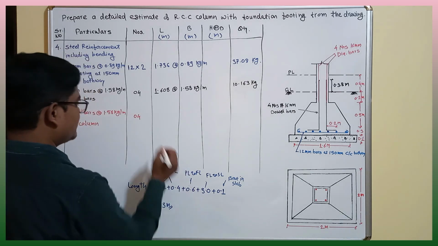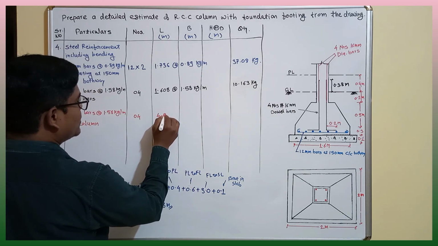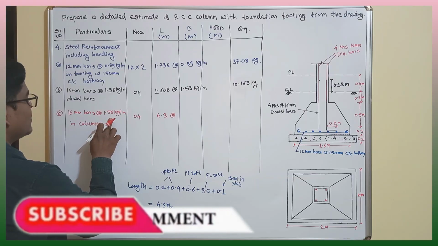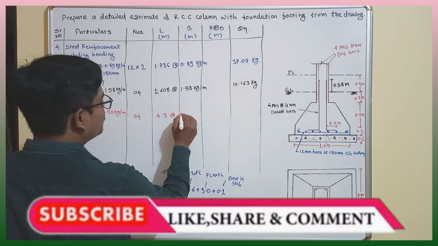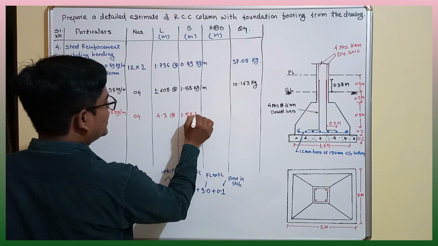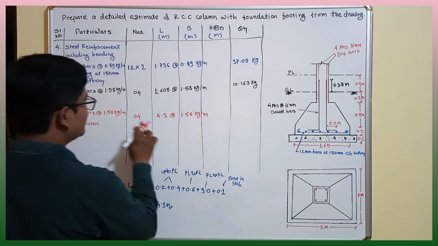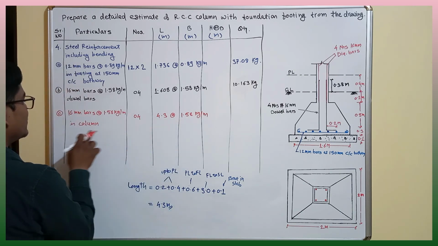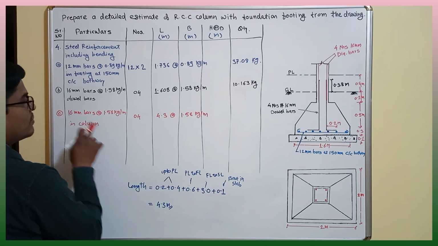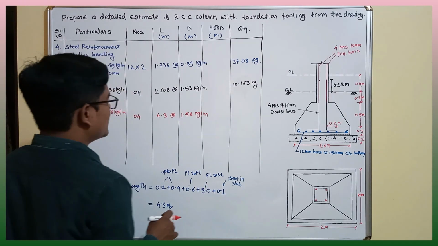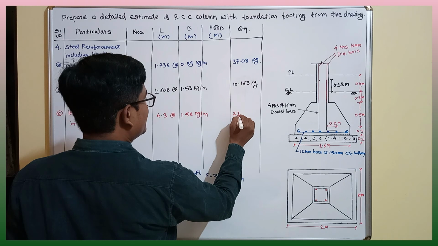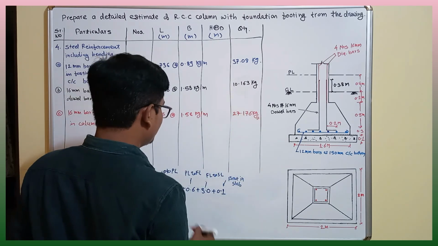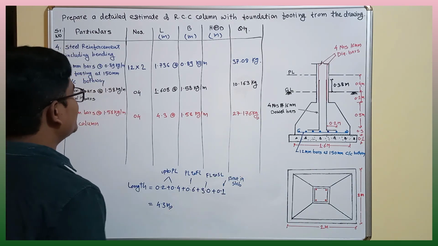So I will write here 4.3 meter. So what is the weight? Weight per meter 1.58 kg per meter. So after multiplying this, we will get the total quantity of vertical bars in the column, and it will be 27.176 kg. This is about the quantity of steel bar.